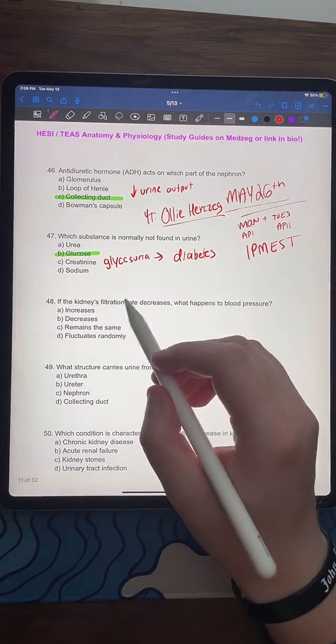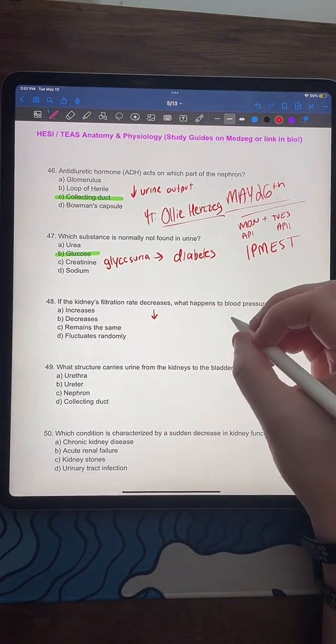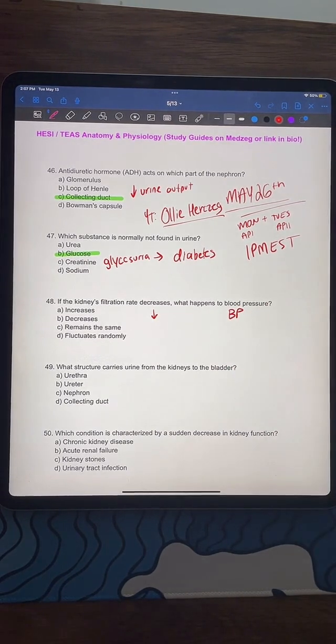48, if a kidney's filtration rate decreases, what happens to our blood pressure?